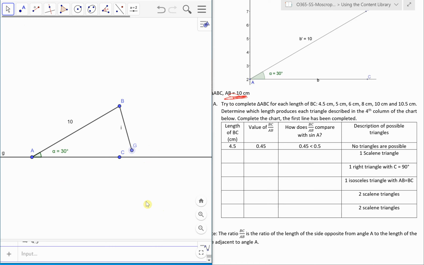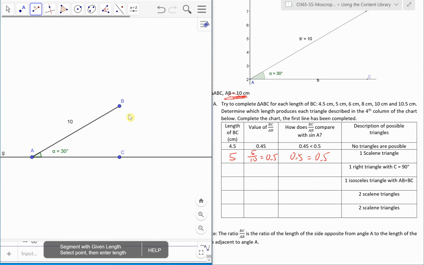Now I'm going to delete this line and make a new length BC of 5. The ratio of BC over AB is 5 over 10, which is 0.5. Now you can see the ratio BC over AB, 0.5, is equal to sine of A, which we just calculated to be 0.5. Sine of 30 is 0.5 if you put it into the calculator, or if you use your special triangle. If BC over AB is the same as sine of A, then we actually get one triangle. Here I'll show you before I make the comment.